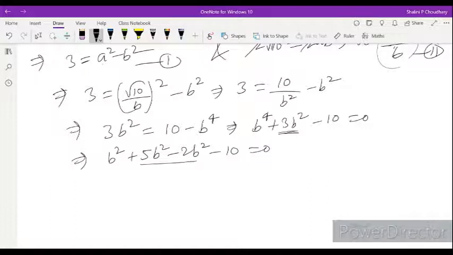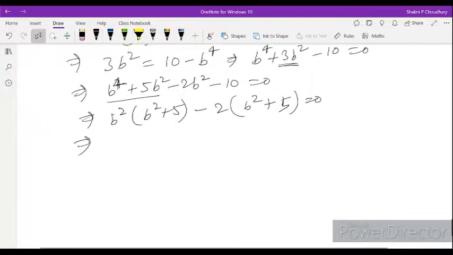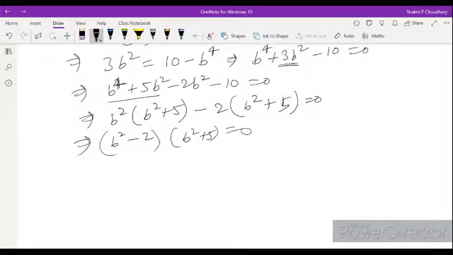Now here we have to write b to the power 4. From these two terms we'll take b square common, we'll get b square plus 5. Minus 2 common, so b square plus 5 equals 0. So b square minus 2 into b square plus 5 is equal to 0.